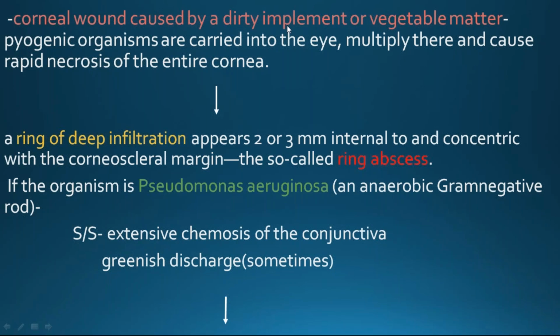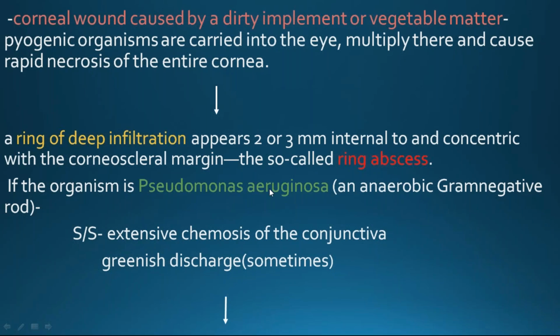Corneal wounds caused by any dirty foreign body carry pathogenic organisms into the eye, where they multiply and cause rapid necrosis of the entire cornea. A ring of deep infiltration appears 3 mm internal to and concentric with the corneoscleral margin. It is called a ring abscess.